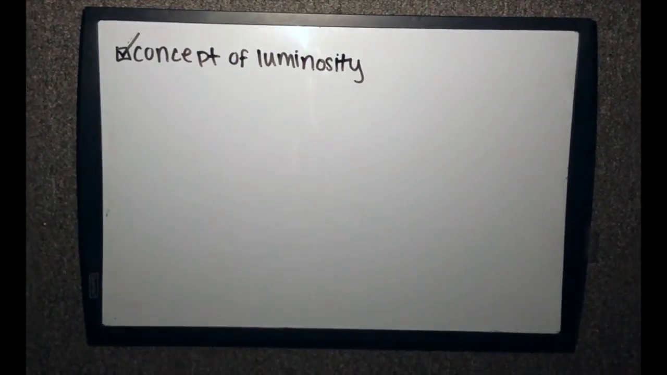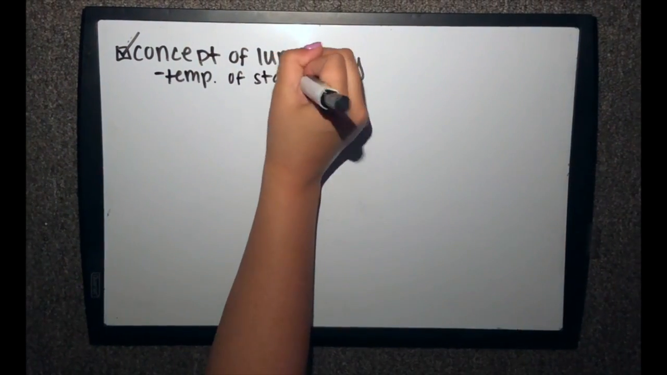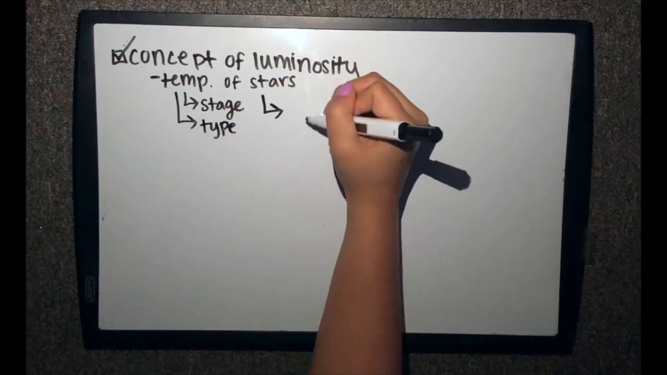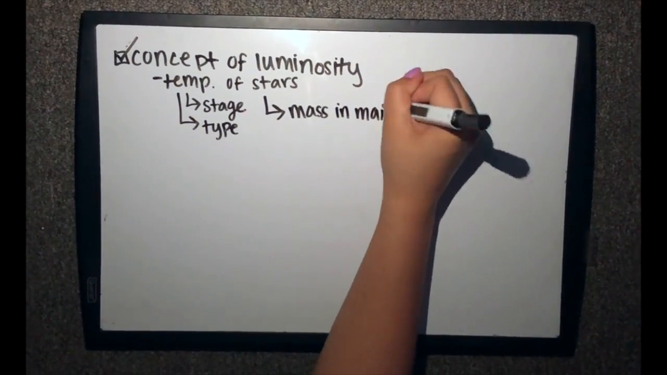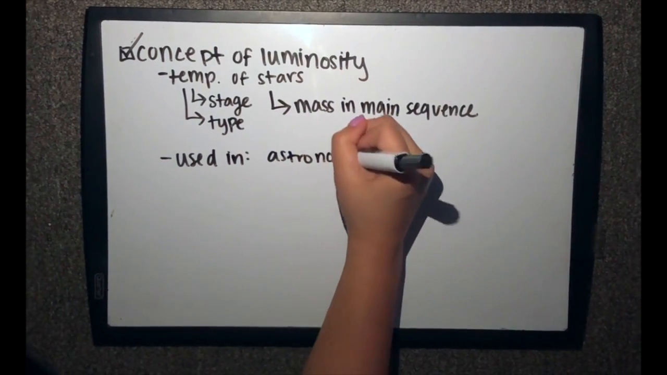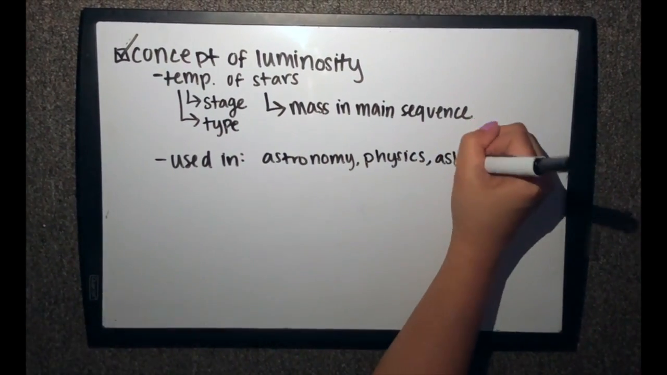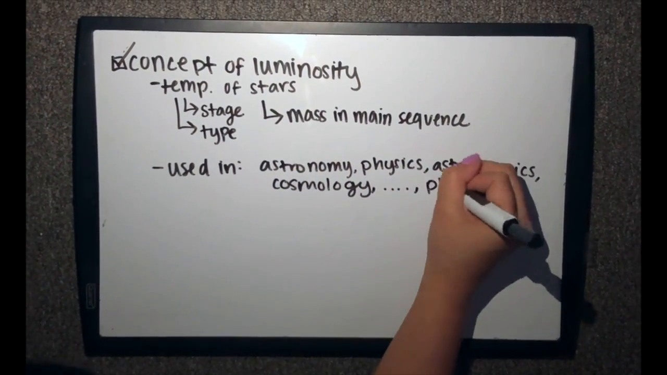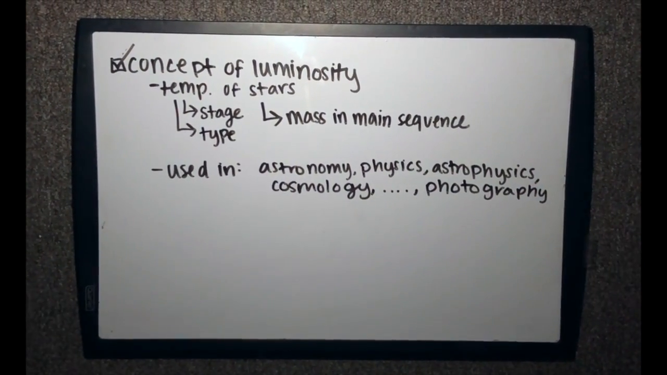Once we understood the concept of luminosity, we suddenly realized that it can be used to tell us the temperature of stars, which can lead to the stage of life, the type of the star, and the mass of the star in the main sequence. We also understood that luminosity is widely used in a lot of diversified fields, even photography, which is pretty different than astronomy.